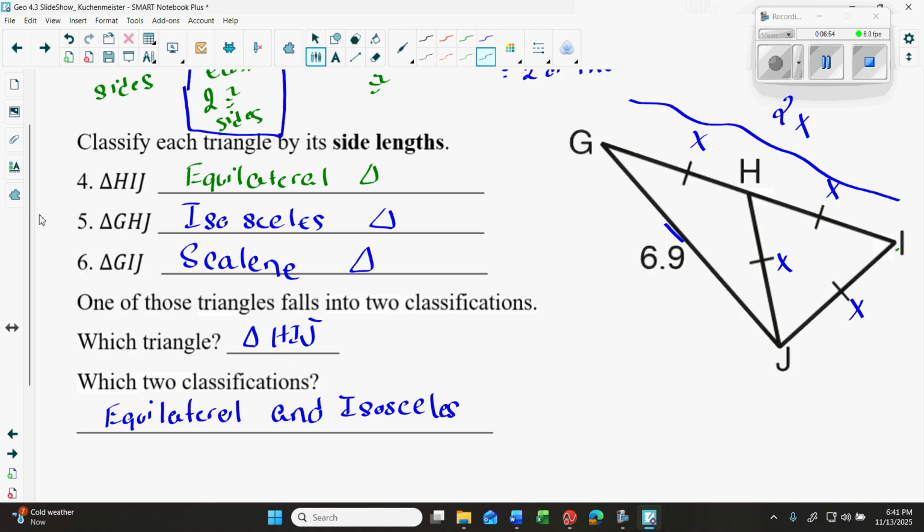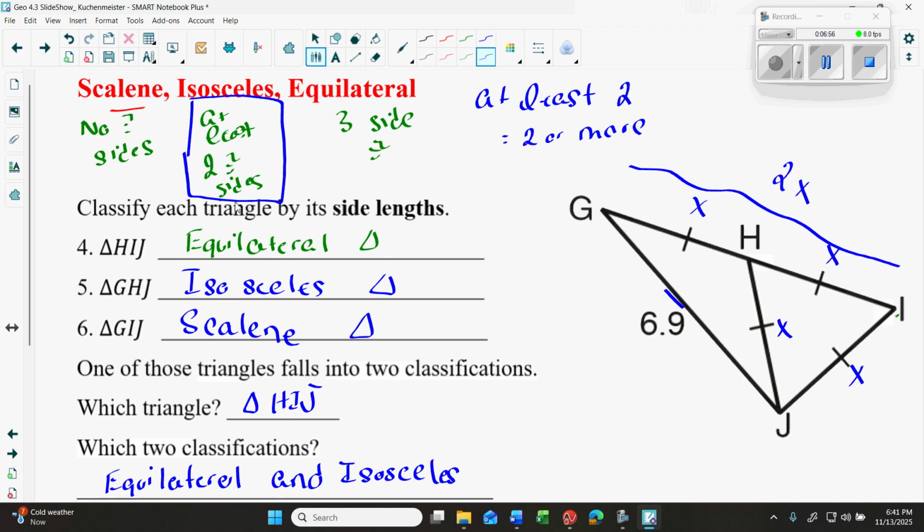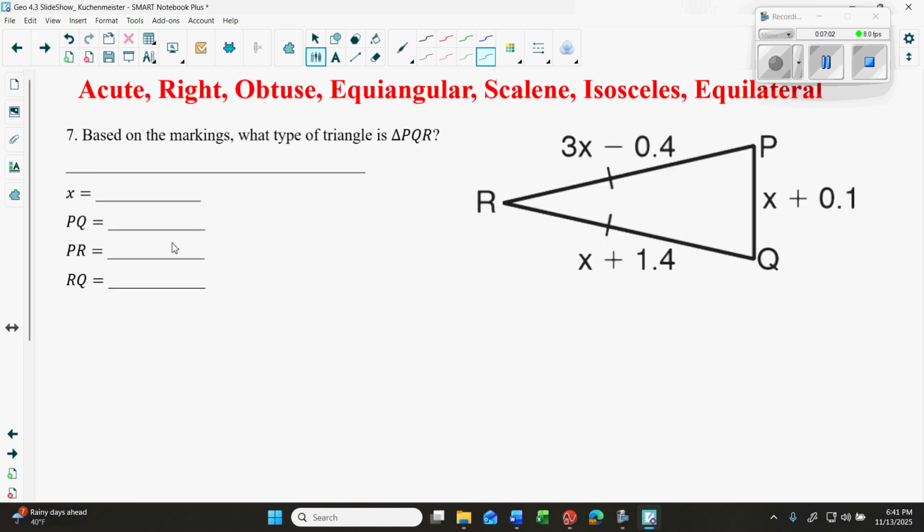So let's make a note of that, all right? Isosceles doesn't mean two congruent sides, it means at least two congruent sides. All right, so moving on.